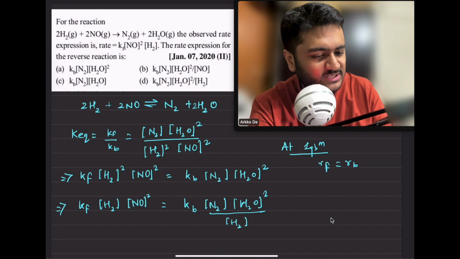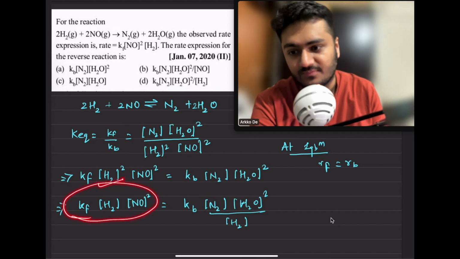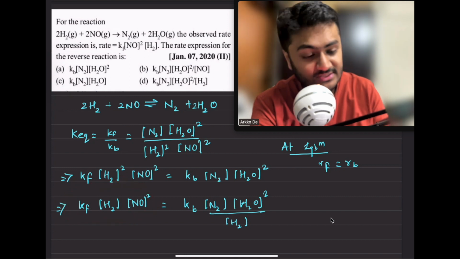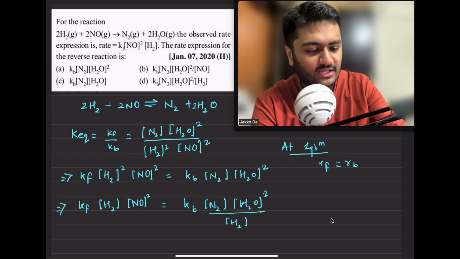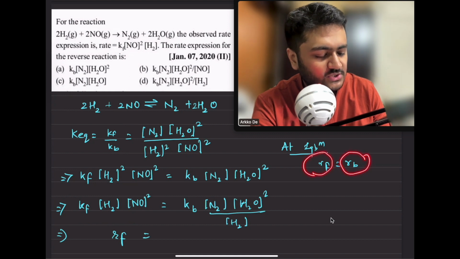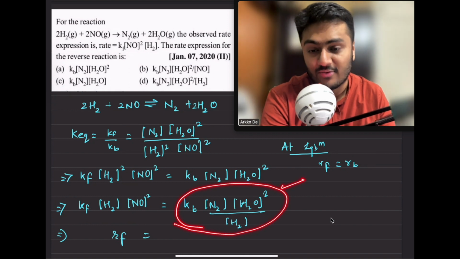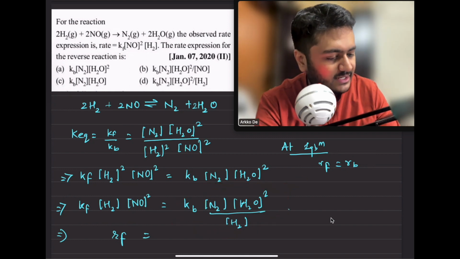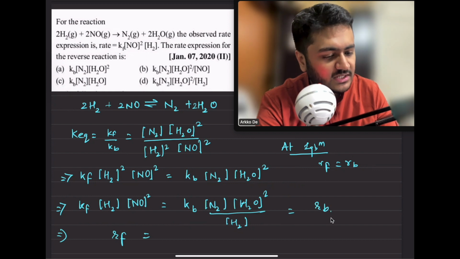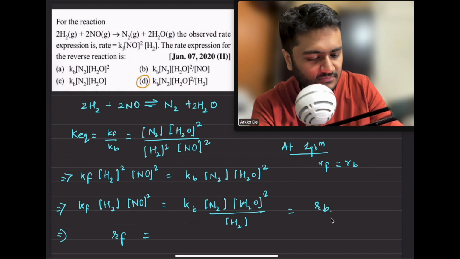By looking at the expression, I can say that this is the rate of forward reaction, because they have given this in the question. This is the observed forward rate, RF, and we know that at equilibrium RF needs to be equal to RB. So this will be the rate expression for the reverse reaction, which is the backward reaction. So this automatically becomes RB. The answer should be option D.